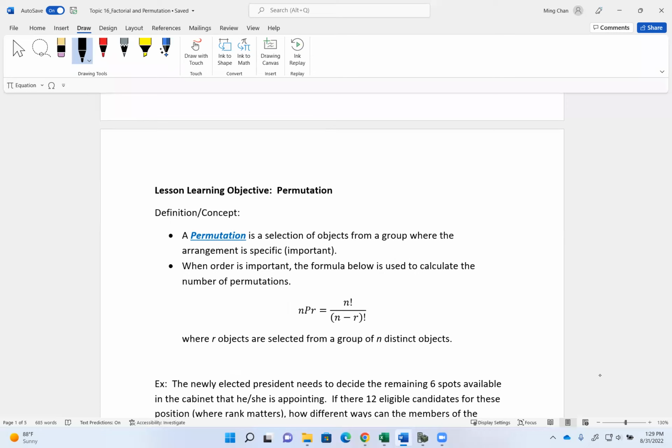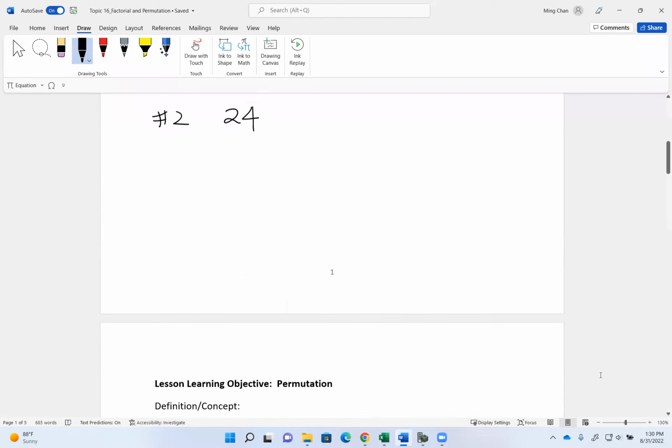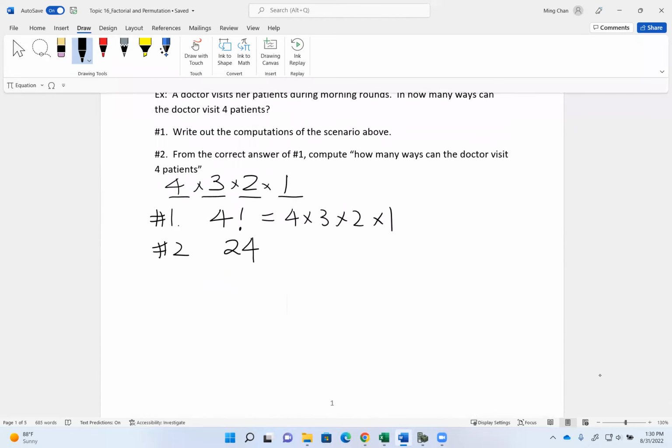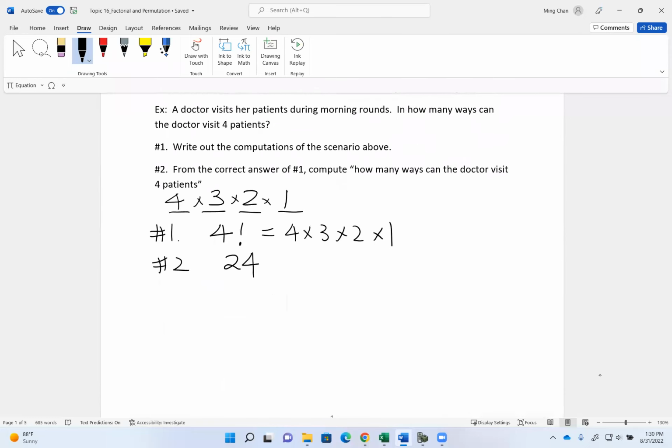When the order is important, then the formula used to calculate the number of permutations is called nPr. The lowercase n stands for n distinct objects. The r is how many you're going to select. So for this example, there are 4 distinct patients.